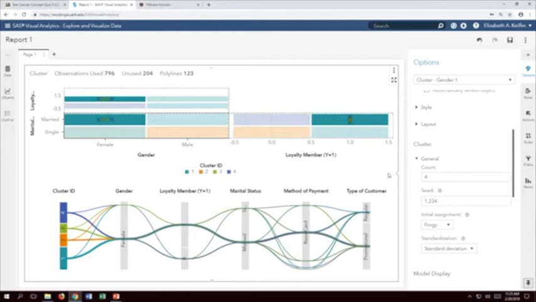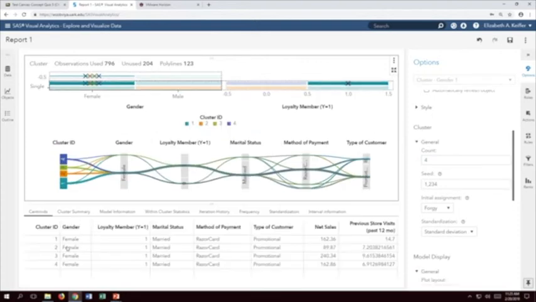That's where we were talking, like if we get up to 8, you can start to get down to it. If I expand, I can see cluster 1, they're all females. Because it's a classification, it's majority rules, right? In cluster 1, the majority are female. In clusters 1 through 4, the majority are loyalty members, the majority are married, the majority are using Razor cards, and the majority are promotional customers. The only thing that finally differs is when you get down to net sales and previous store visits.